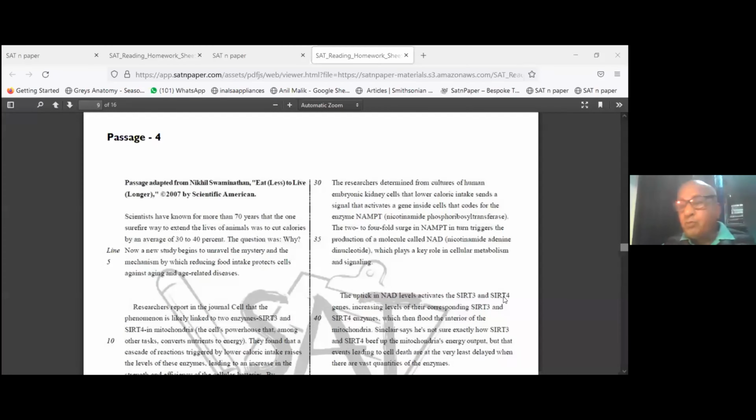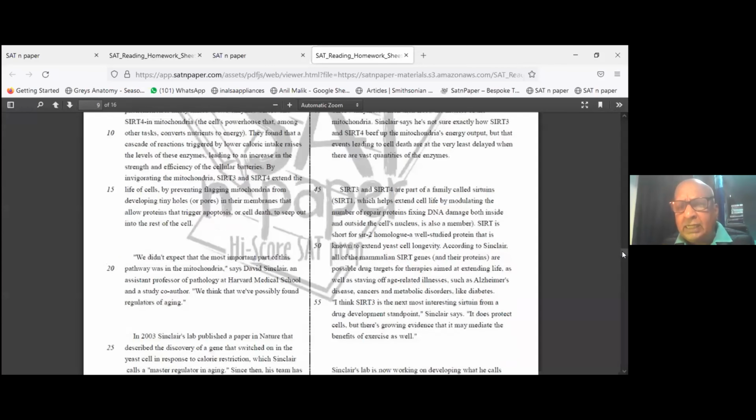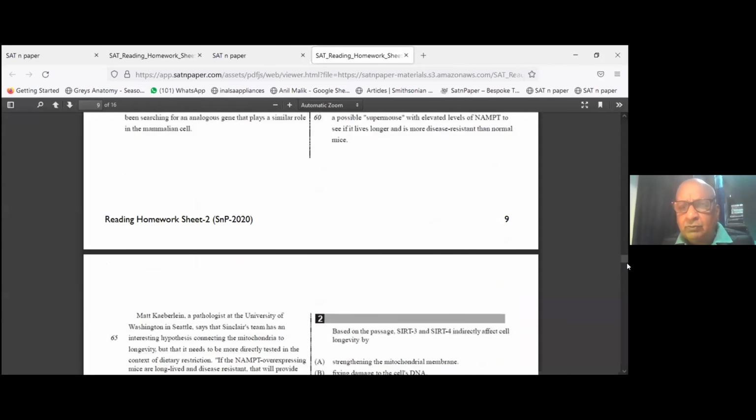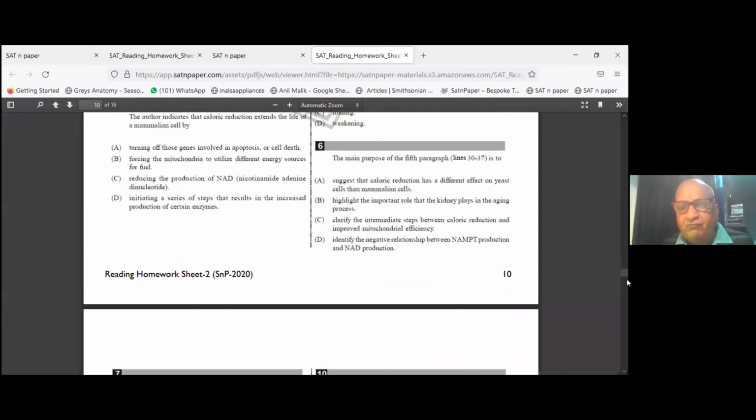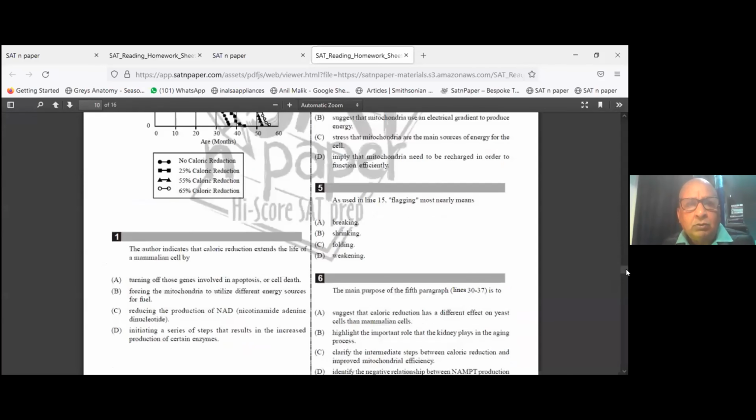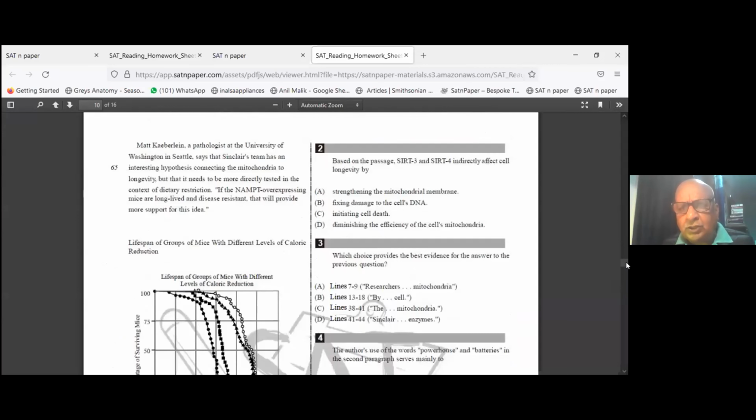What I brought up in front of you now is a passage from an SAT exam. Now I'm going to take you to the questions. You read these questions; I'll read them for you so that we don't waste time. Question number 1: the author indicates that calorie reduction extends the life of a cell by... Perfect. I go to questions 2 and 3. He asks how SIRT 3 and 4 affect cell longevity, and I need to find the answer from the set of lines in question number 3. This is a paired question.